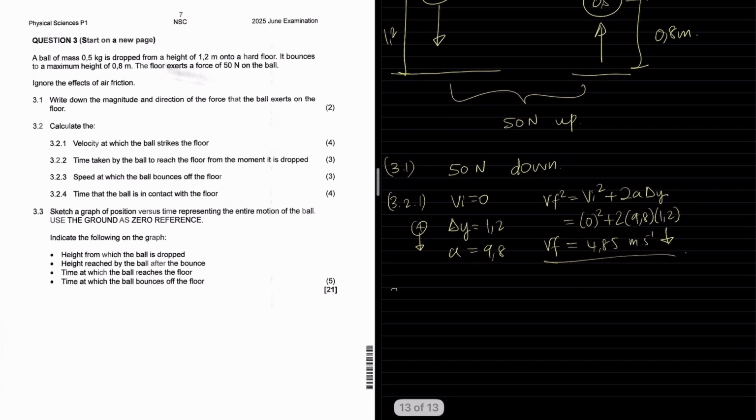Now moving on, 3.2.2. Calculate the time taken by the ball to reach the floor from the moment it is dropped. Now that we know Vf, we can use the simple equation Vf is equal to Vi plus a delta t to help us calculate the time. So Vf we worked out as 4,85, and that's equal to 0 plus 9,8 times delta t. Now delta t then is going to equal 0,49 seconds.